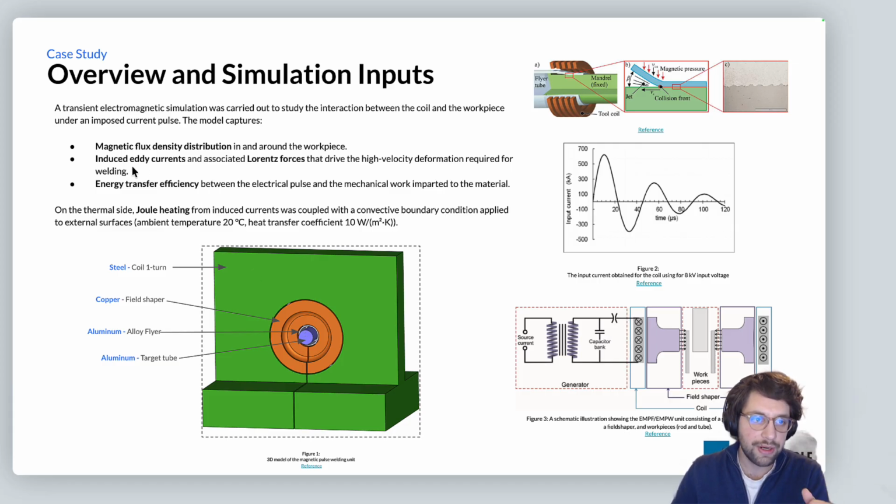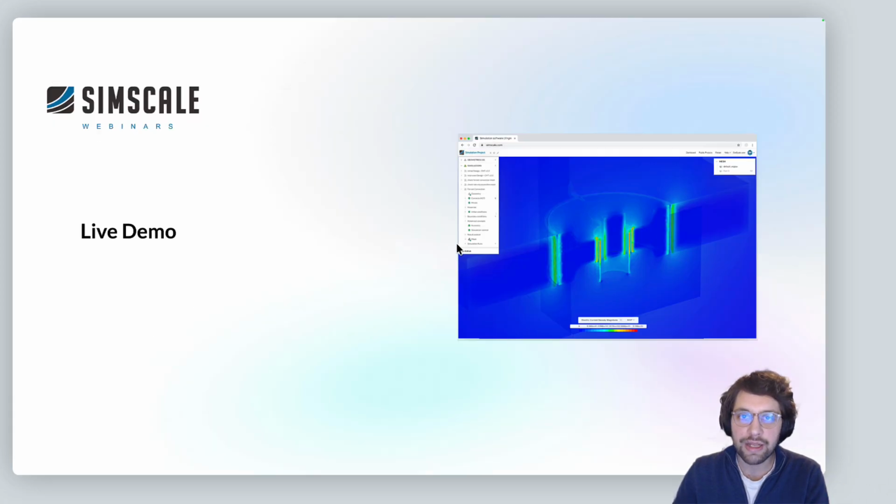And for this, we want to extract the flux density, the induced eddy currents, and the Lorentz forces, to get an idea about the efficiency of the energy transfer. And moreover, we need to make sure that the material doesn't actually melt during this process. So we also want to investigate the Joule heating in this. And for that, I think now it makes a perfect time to make a transition and take a look at how everything works live within SimScale.